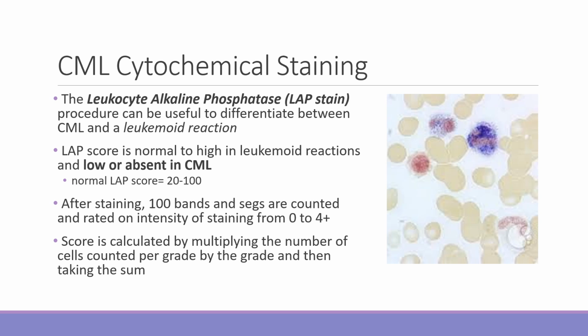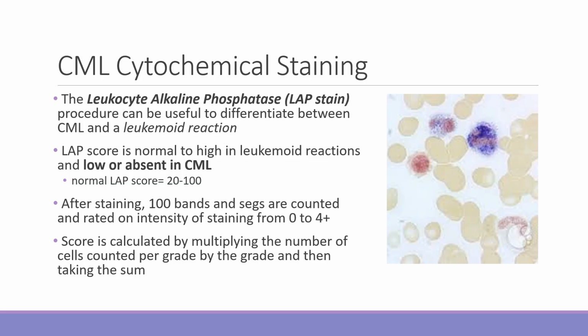So a normal LAP score should be anywhere between 20 and 100. We'll talk about this a little bit more, and I will demonstrate how to calculate your LAP stain. But ultimately, after staining, 100 bands and segs are counted. So we're going to specifically look at the neutrophilic line. So bands and segs are counted and rated on intensity of staining from 0 to 4.